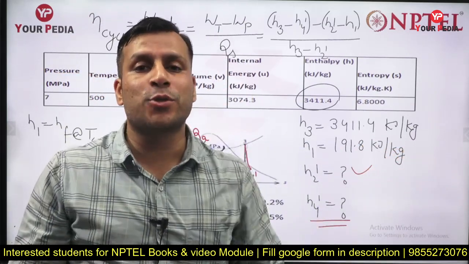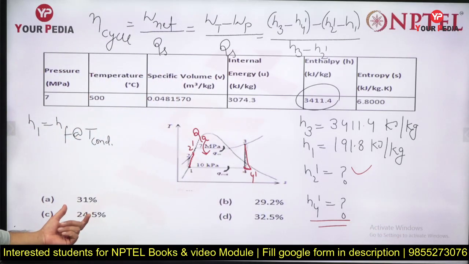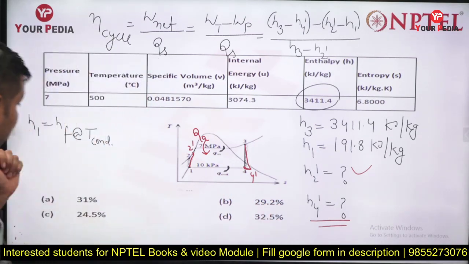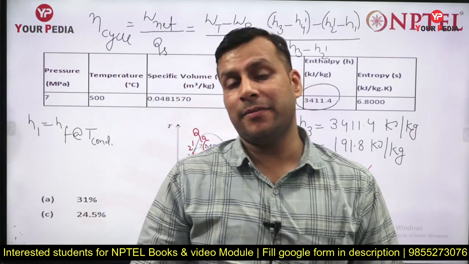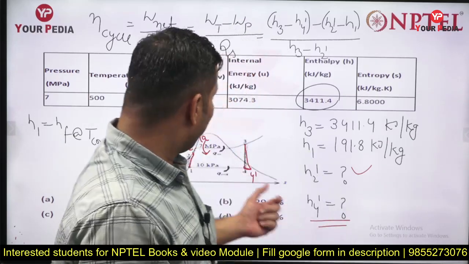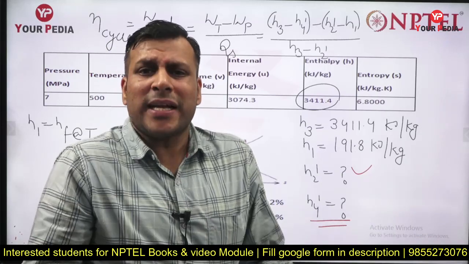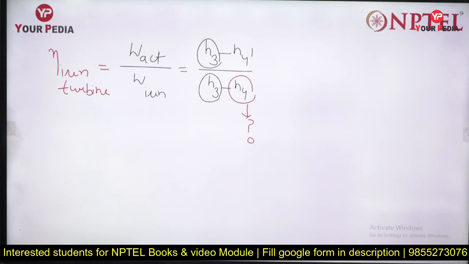Obviously it will be very close to that, but you cannot say so, because the efficiency values are very close. You can check it here: 31%, 24.5, 29.2, 32.5. These values are very close. And if you get a numerical answer type question, there will be a huge error guys. You will not get the right answer if you approximate H4 dash with Hg at condenser pressure. You cannot take it like that. So you need to think from where you are going to get H4 dash guys.